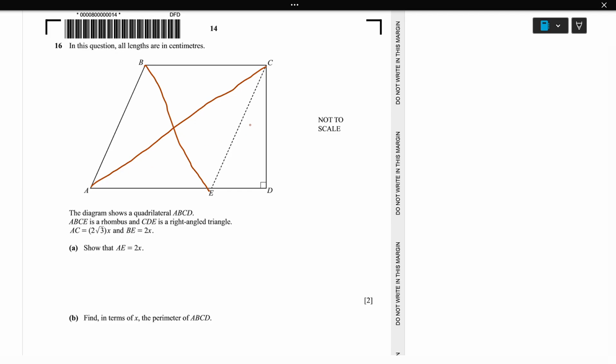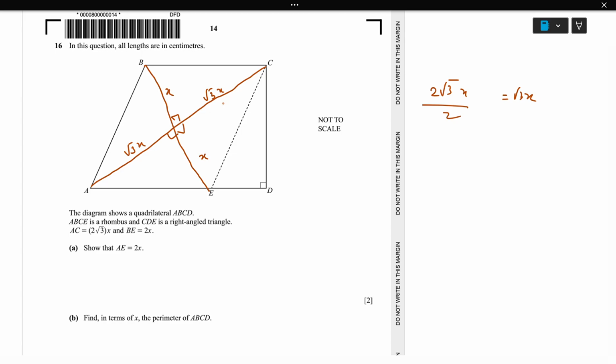So this entire thing is 2 root 3x, so we'll make it half, which is root 3x. So here is root 3x and here is root 3x. The other way around, which is 2x, so here is x, here is x. Also it makes everything a right angle, everywhere is a right angle.